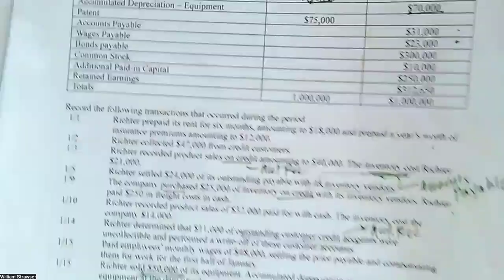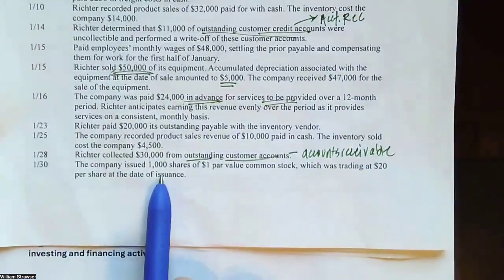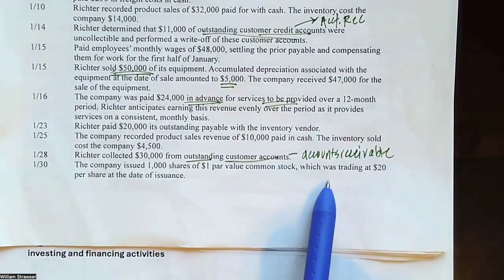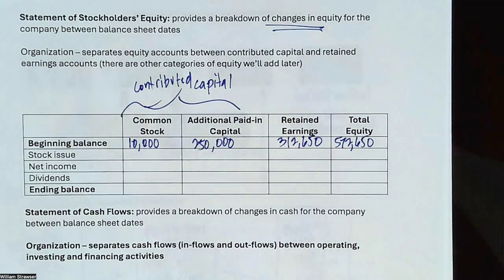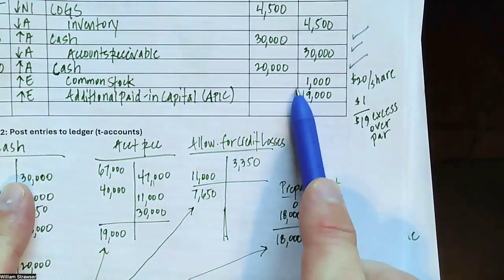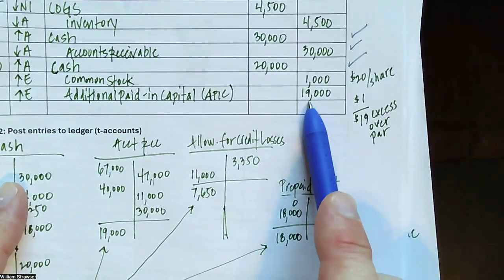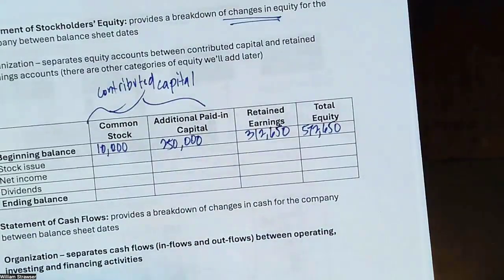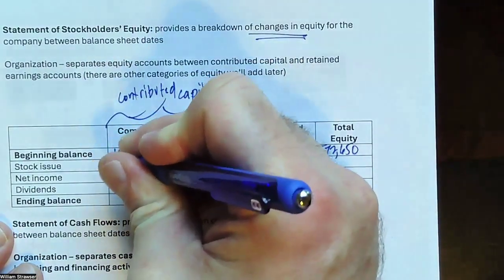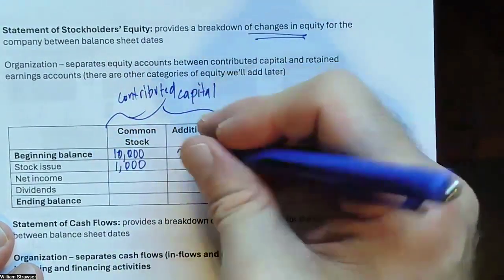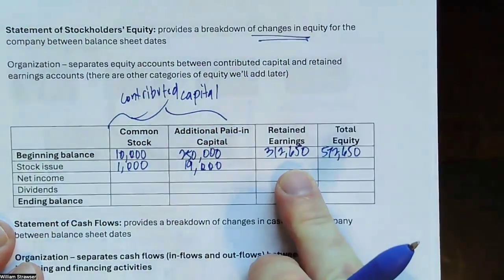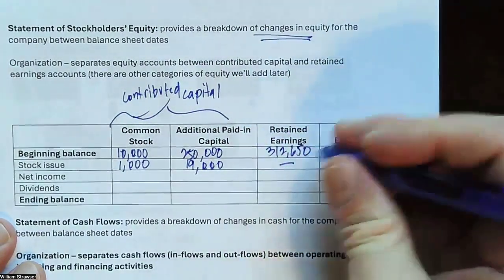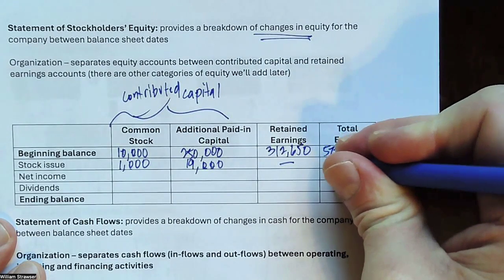Now using the other numbers from our problem here, what happened during the month, right? We had a stock issue. On 1/30, the company issued 1,000 shares of $1 par value stock, trading at 20 per share. How did we record that? Go to the journal entries. We debited cash by 20,000 and credited common stock by 1,000, additional paid in capital by 19,000. So the common stock account goes up 1,000, the additional paid in capital by 19,000, and the stock issue had no effect on retained earnings. So overall, we had a total equity effect of 20,000.